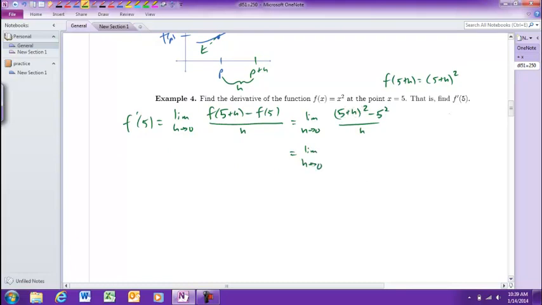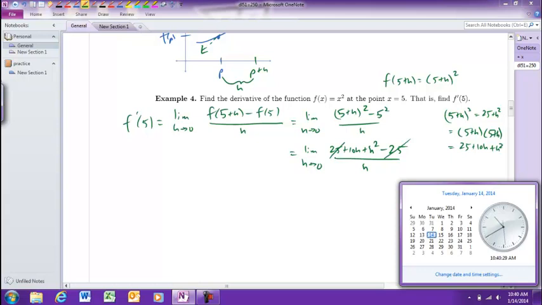5 plus h squared means 5 plus h times 5 plus h. And when I FOIL that out, I get 25 plus 5h plus another 5h, so that's 10h plus h squared. Notice that if you do this calculation as 25 plus h squared, you actually kill a puppy, so don't do that. So 5 plus h squared is 25 plus 10h plus h squared. 5 squared is 25. That's all divided by h.